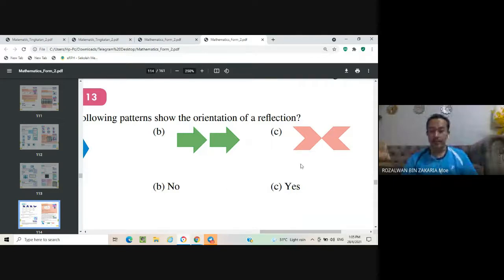And about the C there, what you can see for the C here, we have two objects which have the same shape, same size, but different orientation. So this one, it is the reflection. So the axis of reflection is actually here. We draw the straight line here, from here until here. So that is the axis of reflection. Okay, next.